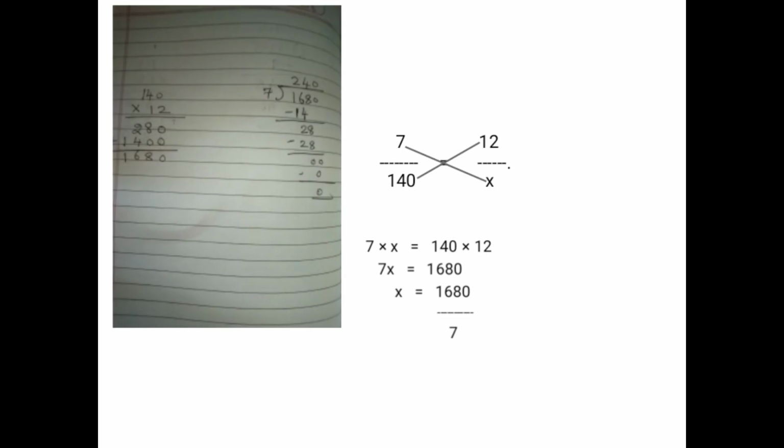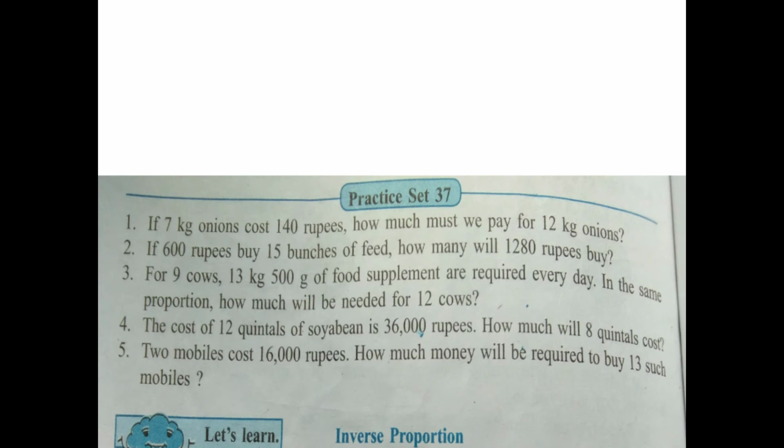Here, look at the picture on the left side. I have multiplied first 140 into 12. The answer is 1680. Then I divided 1680 upon 7, and the quotient is 240. So the x value I am getting is 240 rupees. Therefore, the cost of 12 kg of onions is 240 rupees. Now we will do the next sum.